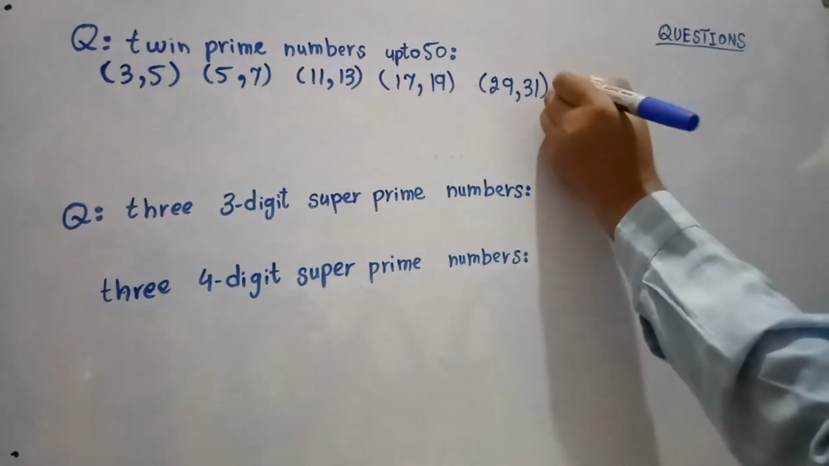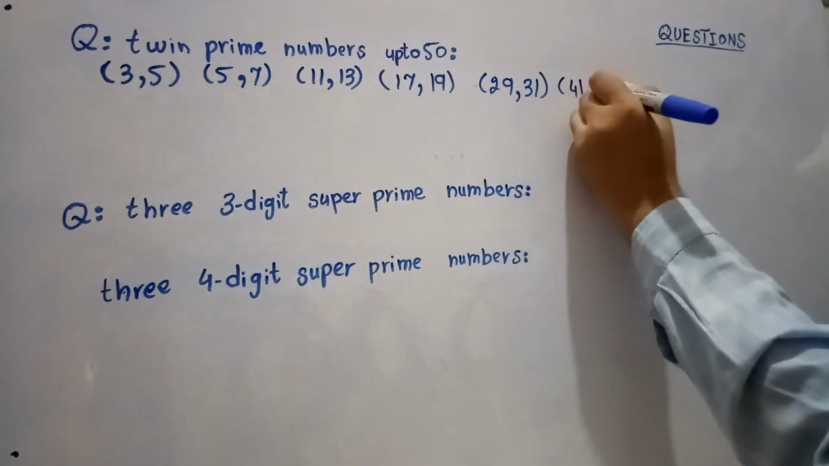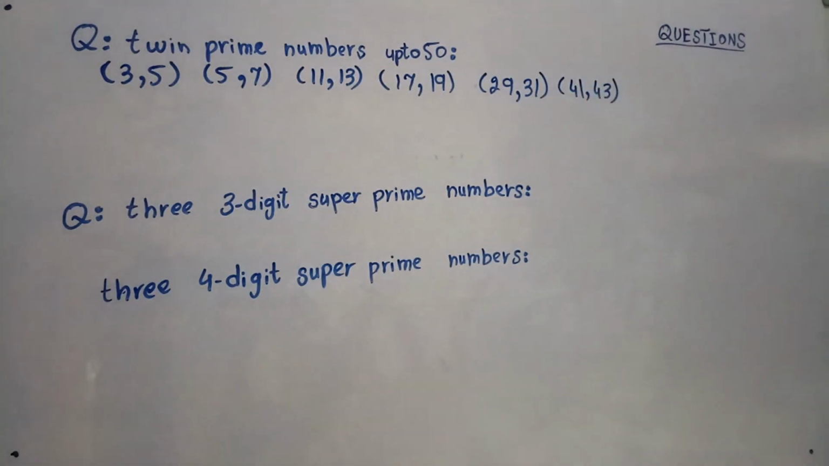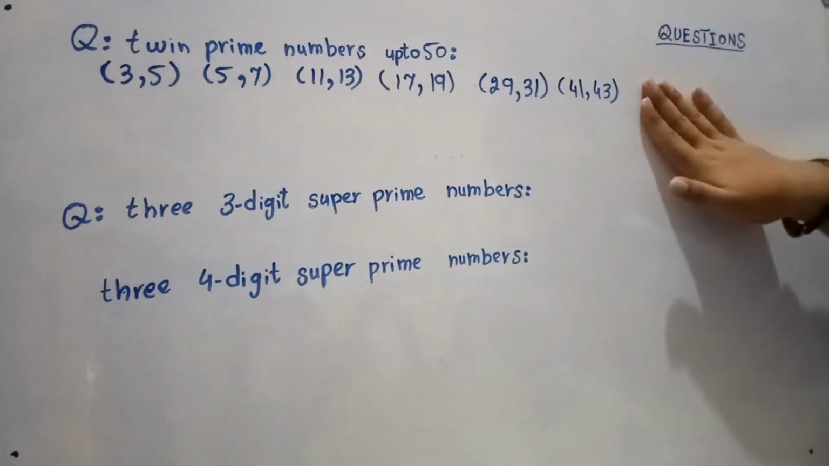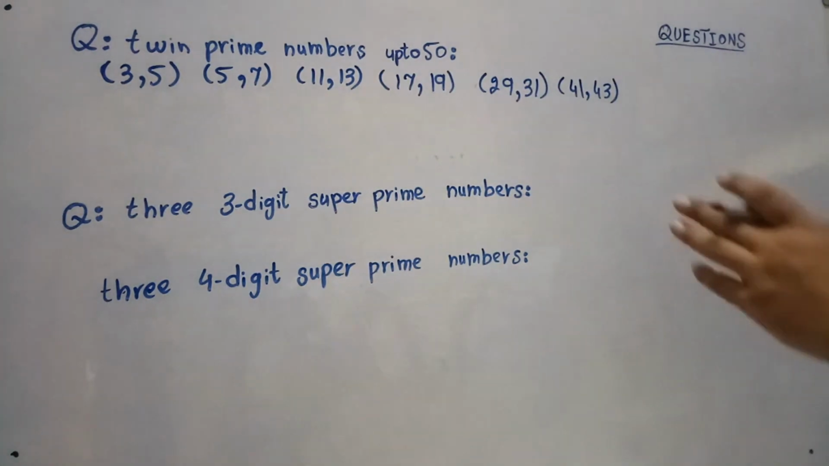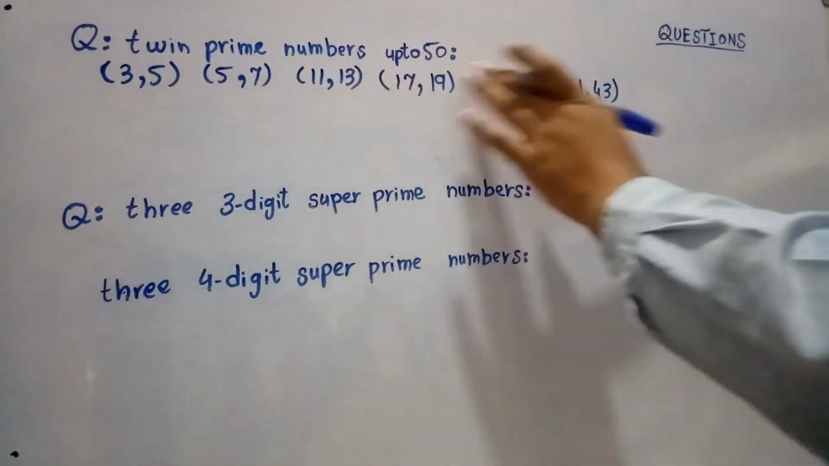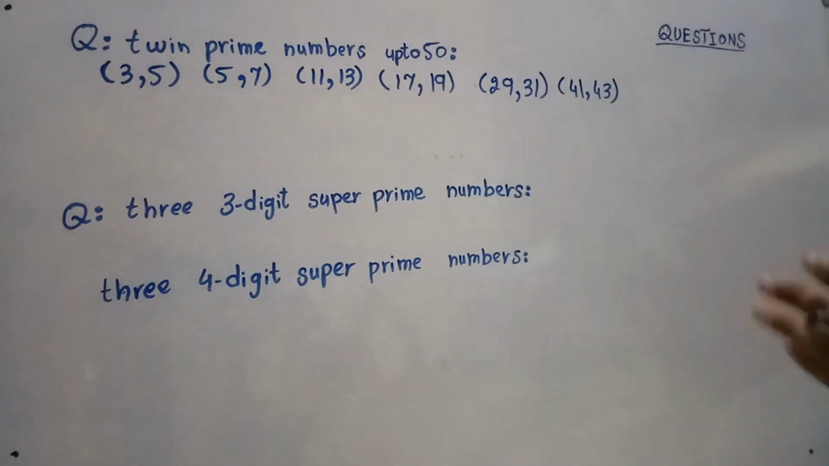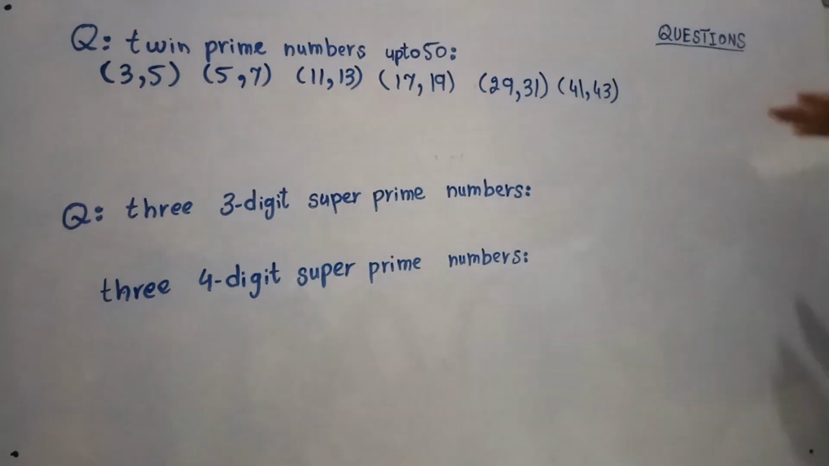And 41 and 43. All right. So that's it, because we have to write the twin prime numbers up to 50. So we have 1, 2, 3, 4, 5, 6. We have 6 pairs of twin prime numbers up to 50. All right, so that's our part A. That's our question related to twin prime numbers.